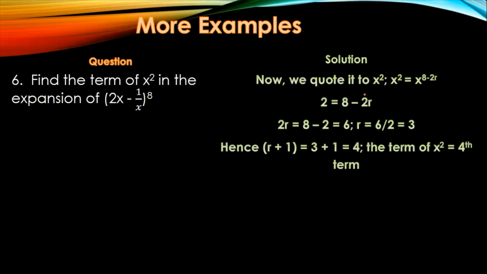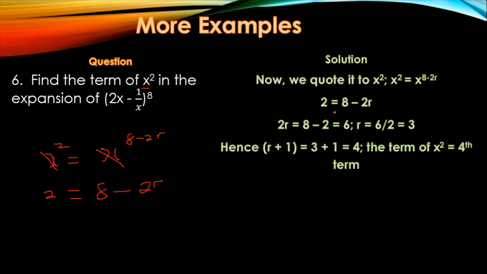Now we equate it to x raised to the power of 2. Why are we picking x raised to the power of 2? Because of the question. So we are equating x raised to the power of 2 to what we got, x raised to the power of 8 minus 2r. Is that okay? So following our rule in exponential equations, we know that x will cancel x and it will remain 2 equals 8 minus 2r.